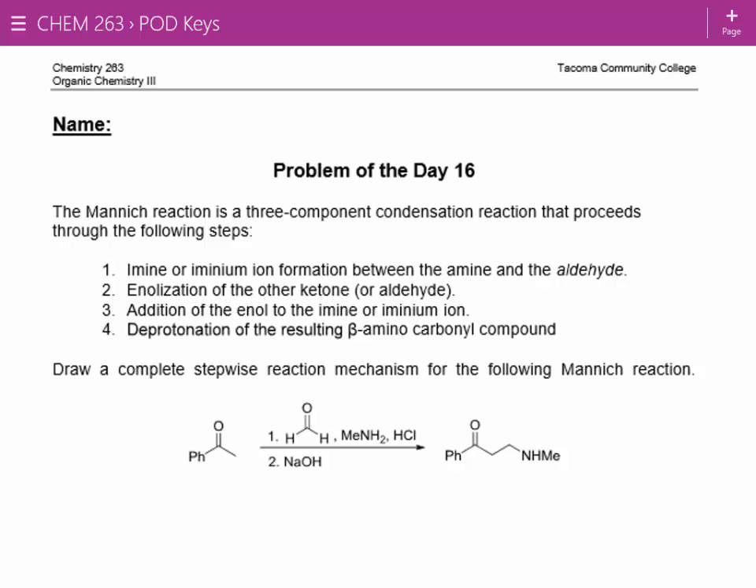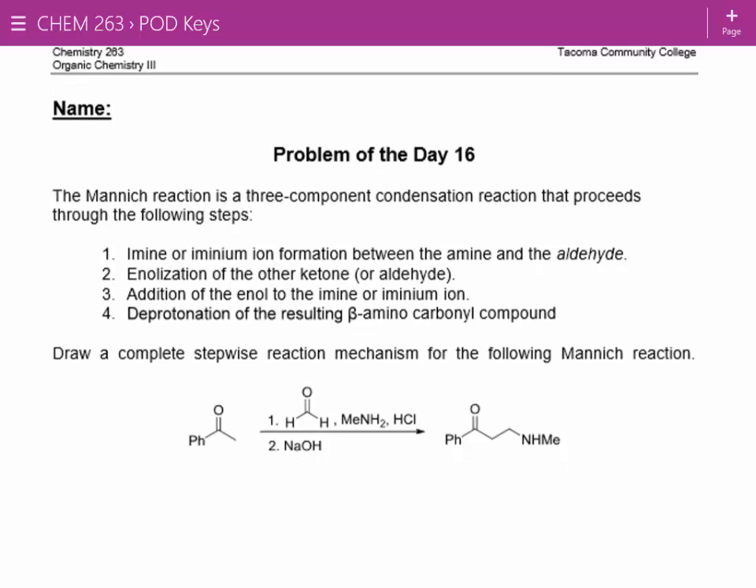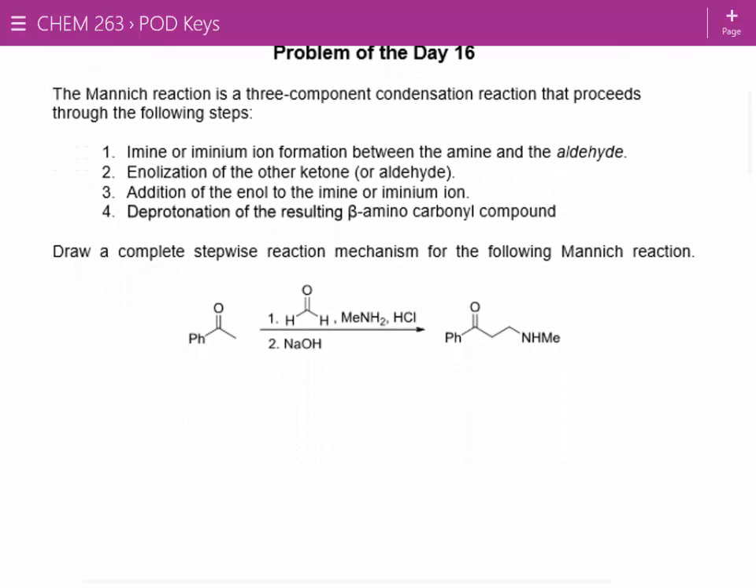All right, so problem of day 16 is one of my favorite reactions. It's actually one that Klein chose for whatever reason to omit from our textbook, but it's a personal favorite. And I tried to give you guys some guidance for this reaction. The first step said you need to form an imine or iminium ion. Second step, you need to form your enol from your ketone. And then you need to add your enol to your imine or iminium ion. And then last step's deprotonation. So let's break this down into steps.